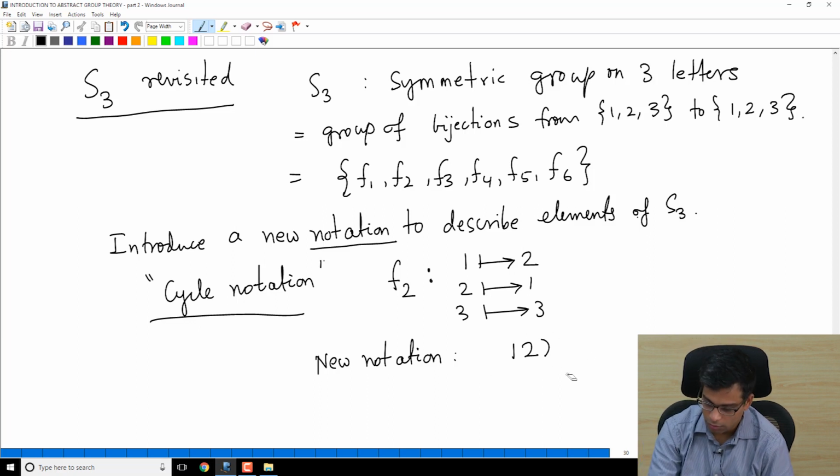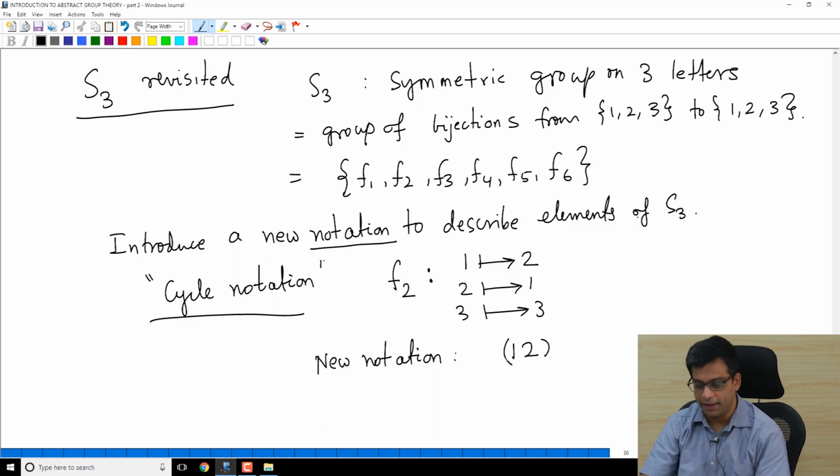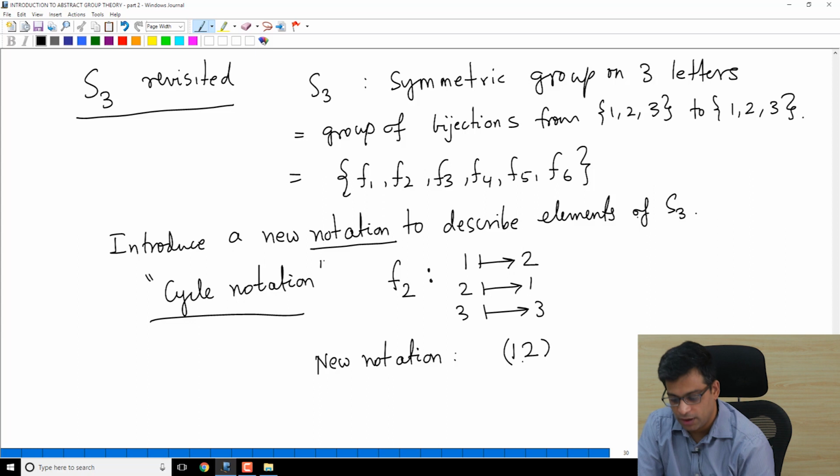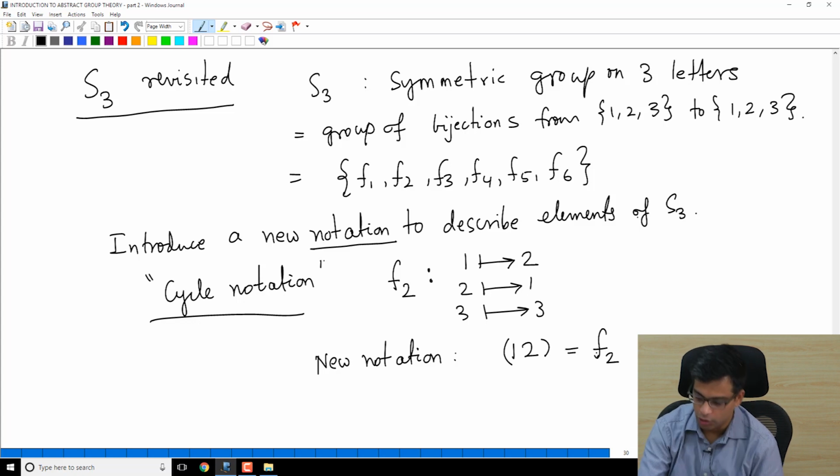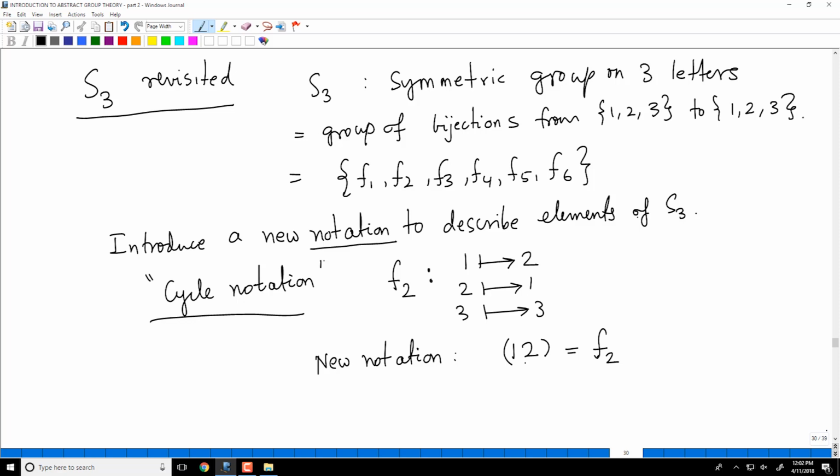Okay, and I will tell you how to read this. First of all, any number that does not appear here is supposed to go to itself. So 3 is not appearing here. This is supposed to stand for F2. 3 is not appearing, so that means 3 goes to 3. And where does 1 go? It goes to the next number there. It goes to 2. Where does 2 go? It doesn't have anything to the right, so you cycle back to the beginning of the expression. So 2 goes to 1. So (1 2) sends 1 to 2, 2 to 1 and 3 to 3.